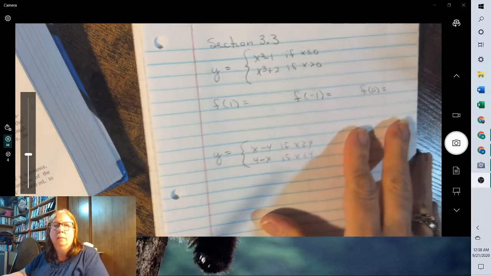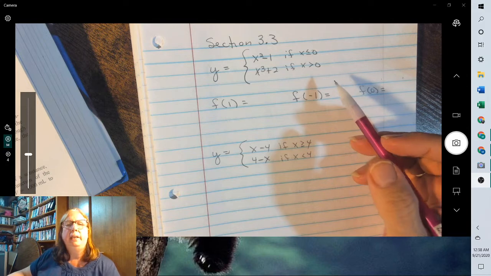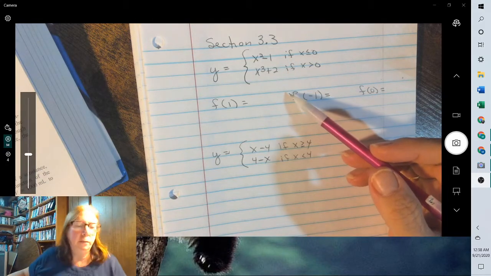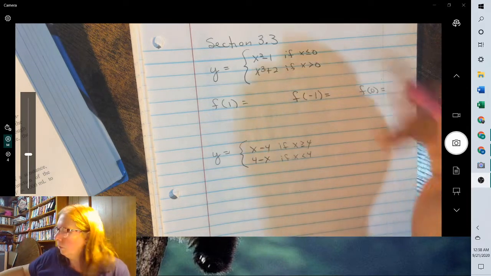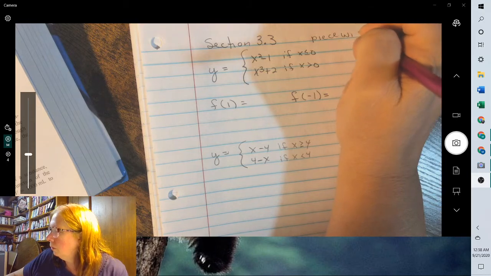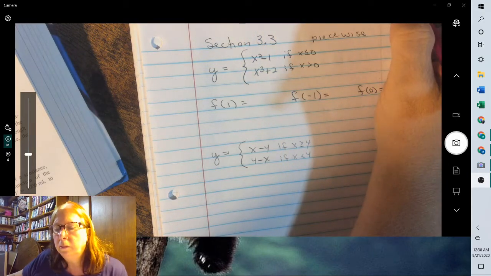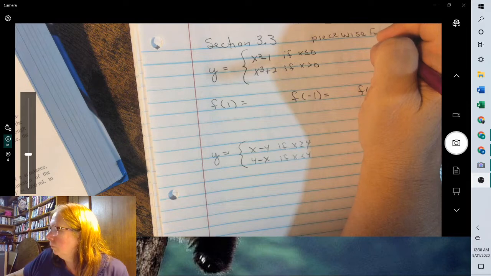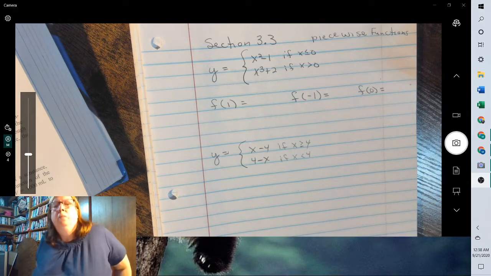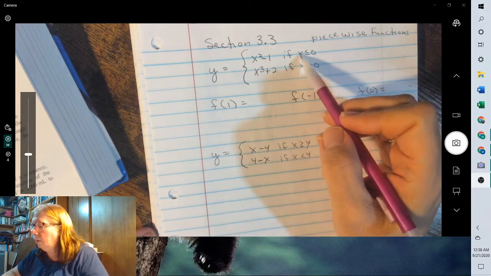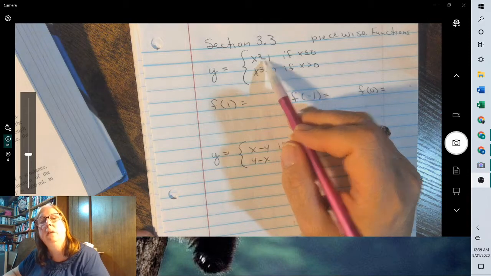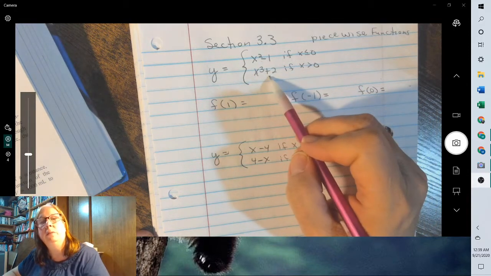So, this section is section 3.3, and it's a very short section. But it's just making sure, these are called piecewise functions, because they're broken into parts. What this is saying is when the x value is less than or equal to 0, you use this function. And if it's greater than 0, you use this one.